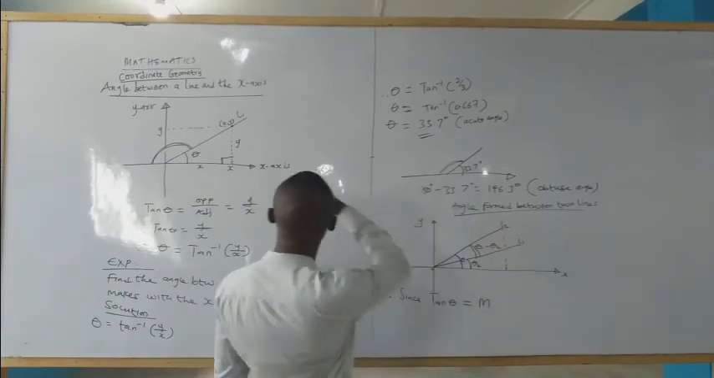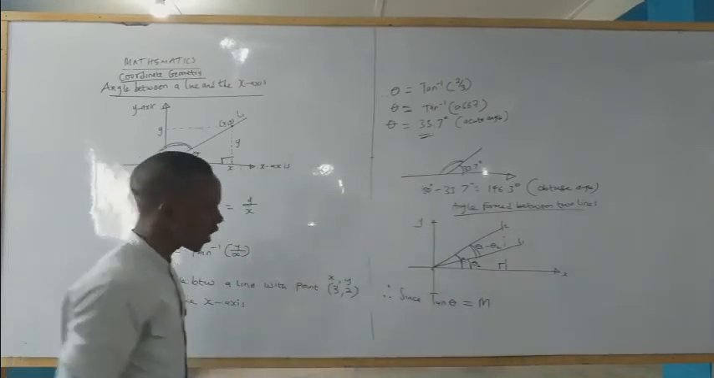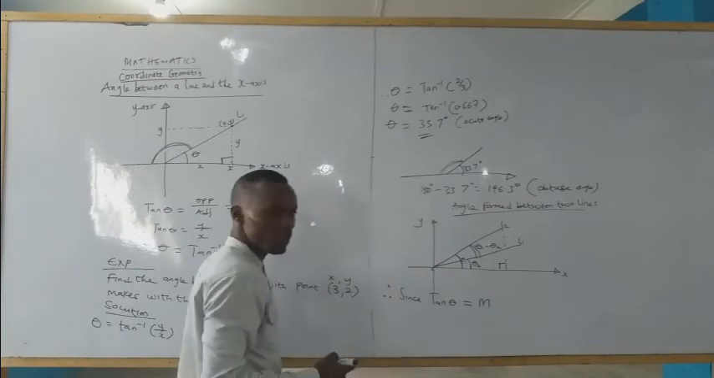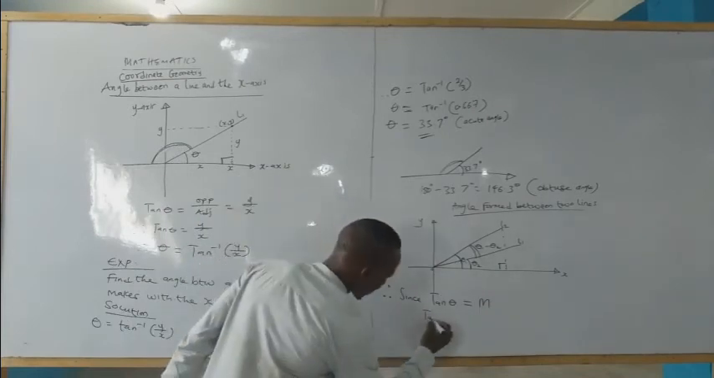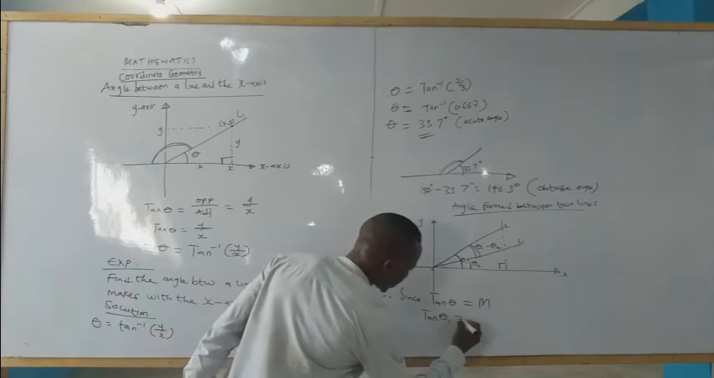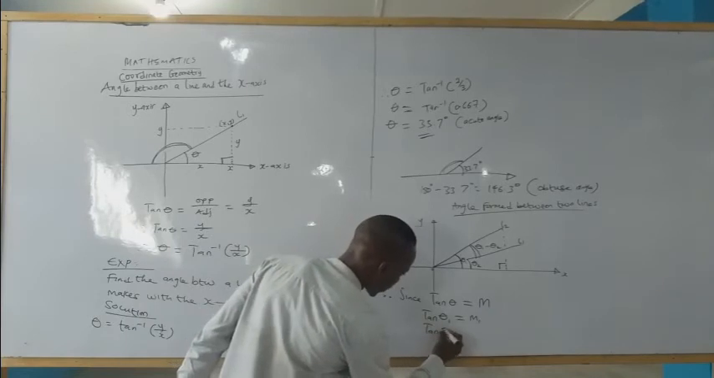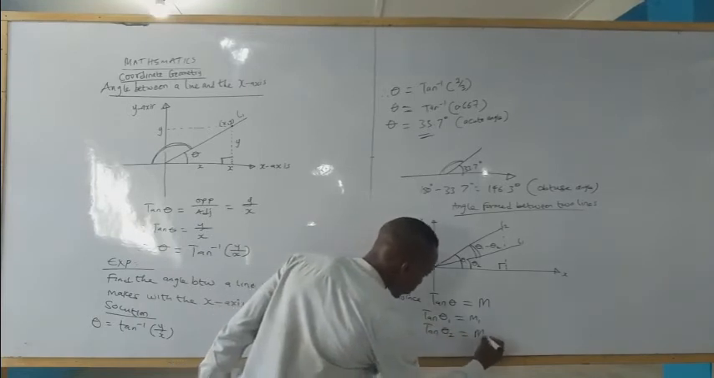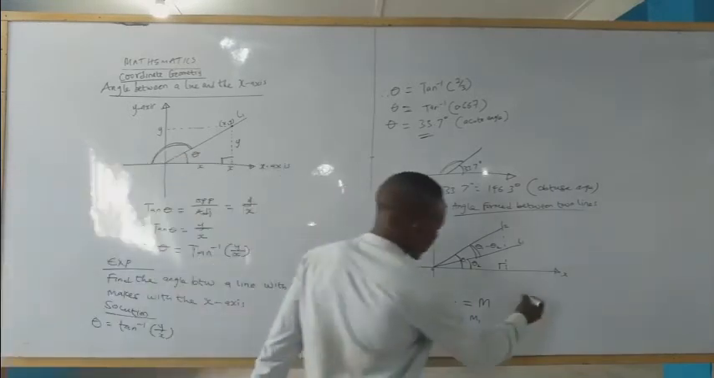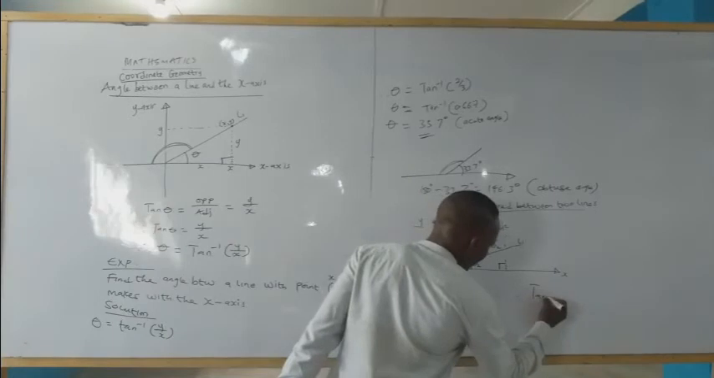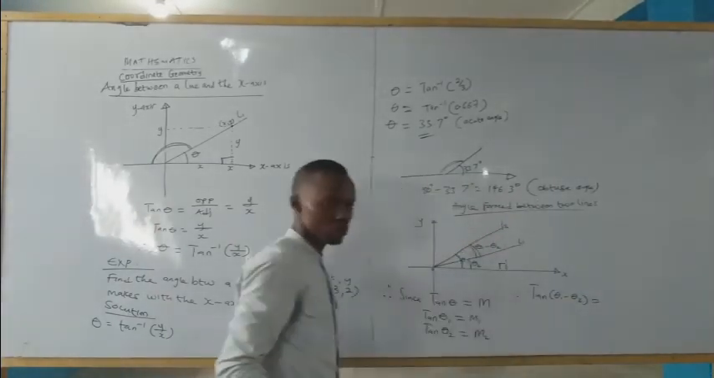This one does the same thing as we did there. If tan theta is equal to m, I want to get the angle for L2. So I can say tan theta 1 is equal to m1, tan theta 2 equals m2. Therefore, tan of theta 1 minus theta 2 will then be equal to what?